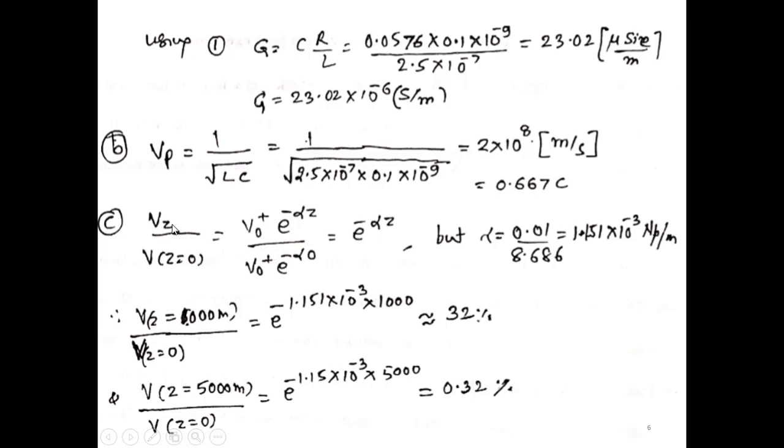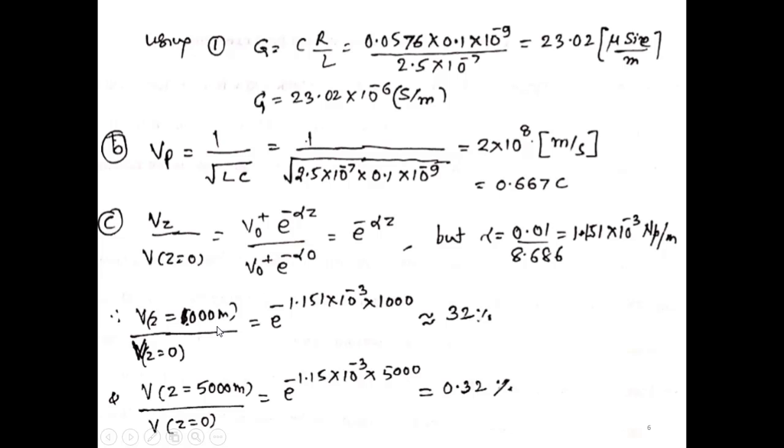Therefore, then take the ratio of V(z) by V(z) at 0. You know that V(z) is equal to V0 plus forward voltage e raised to minus alpha z divided by V0 plus e raised to minus alpha z. If you put z is equal to 0, we get e raised to minus 0 is 1 here. And V0 plus cancels out, we get e raised to minus alpha z. But alpha is given in dB, therefore you have to convert into nepers. Therefore 0.01 divided by 8.686 is equal to 1.151 into 10 raised to minus 3 nepers per meter.